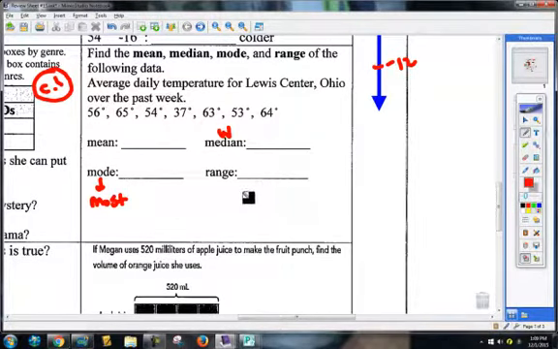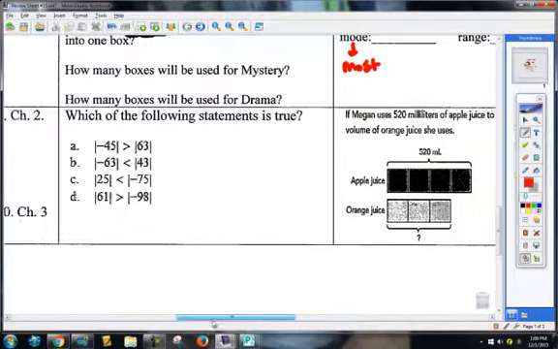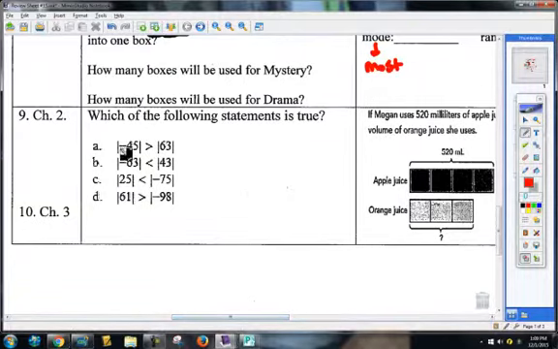Range is the maximum minus the minimum. So again, something we've covered pretty heavily here lately. You have to figure out which one of these is true on this one. So you're looking at it going, well, if you forgot what those bars are, you're going to need to look back to chapter 2. Okay?